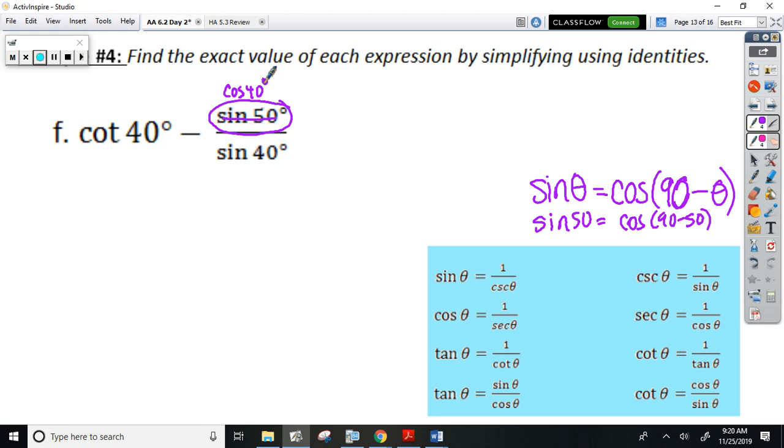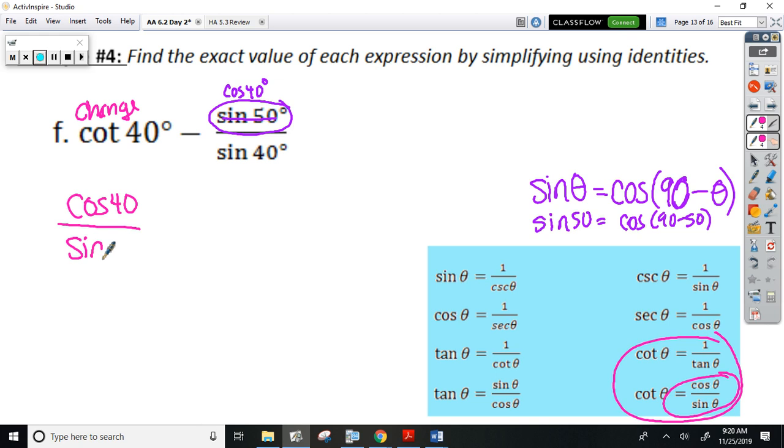All right, now, I think this is what Cole was saying. Do the cotangent to change it first. So cotangent, we have two options: 1 over tan or cosine over sine. Looking at what we have, which one do you think is the best option? Cosine over sine, because we already have cosine over sine. So we want it to look like what we have already. So we're going to change this one to cosine of 40 over sine of 40.